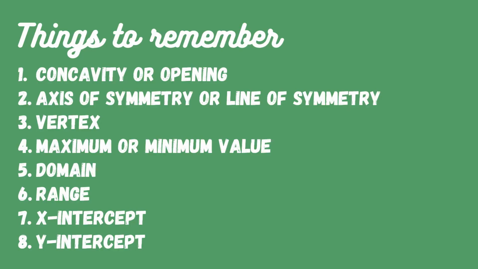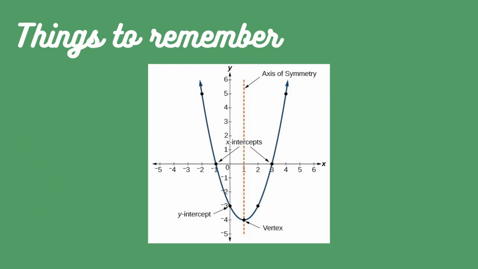So from our previous lessons, we know that we have our things to remember when graphing a quadratic function, which are the concavity or opening, axis of symmetry or line of symmetry, the vertex, maximum or minimum value, domain, range, x-intercept, and y-intercept. So here is a graph for us to further understand the words in the previous slide.